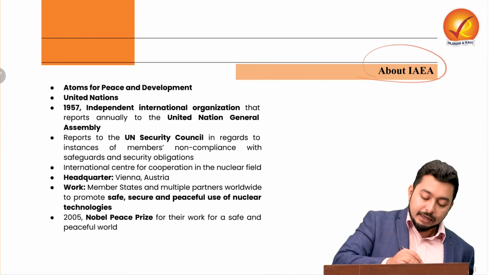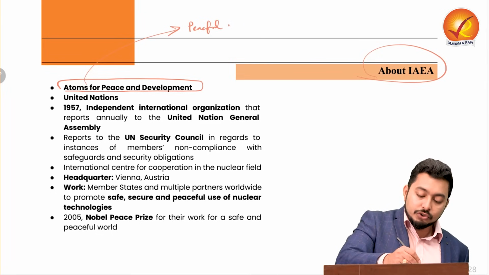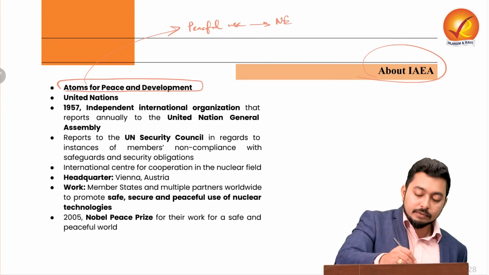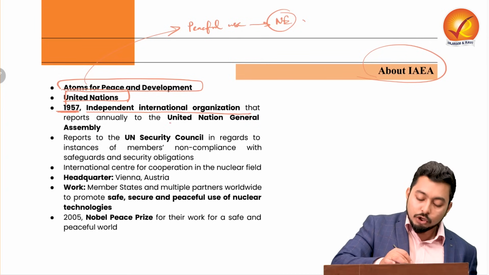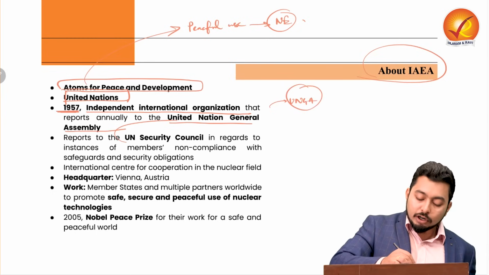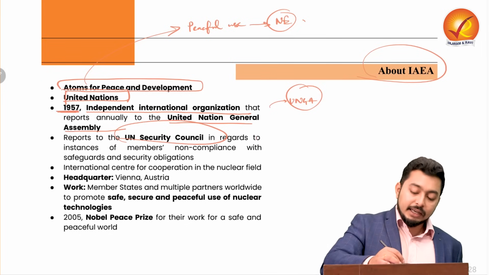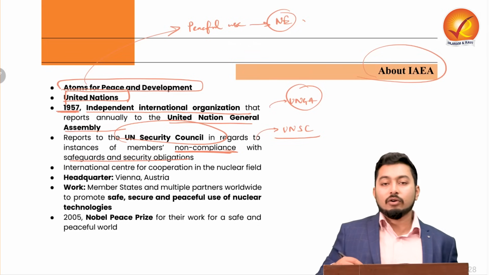So it is also called Atoms for Peace and Development. It means the peaceful use of nuclear energy. Then it is under the ambit of the United Nations, created in 1957, and it is an independent international organization that reports annually to the UNGA, directly to the UNGA. Then it also reports to the UN Security Council, UNSC, in case the members find that there is non-compliance with safeguards and security.